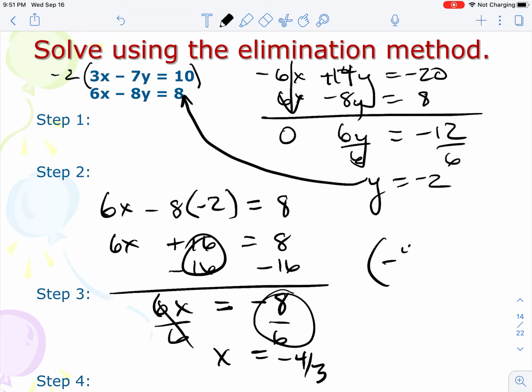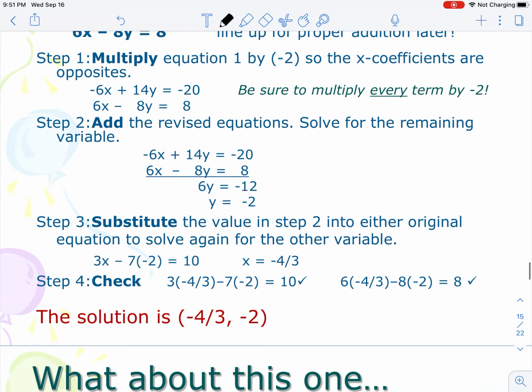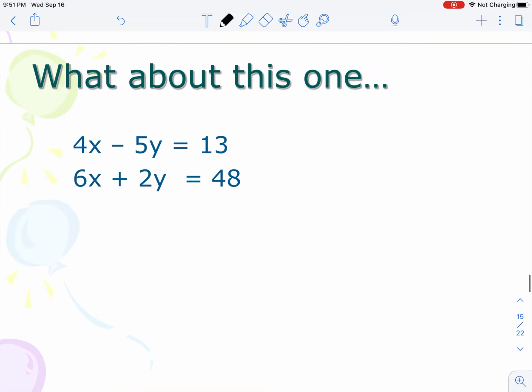So my ordered pair looks like it's that. Now, when you check it, you'll notice that indeed true statements happen. And so we found the right one. Let's look at this one.